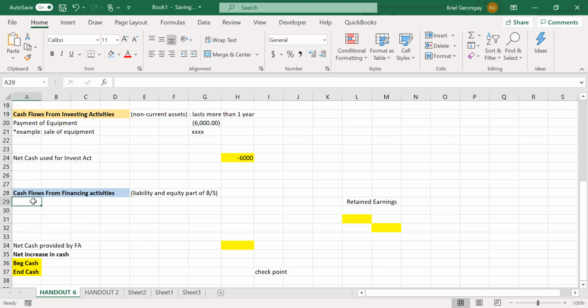And if you can see, common stock increased by 12,000. So we can write issuance of common stock, which is 12,000.